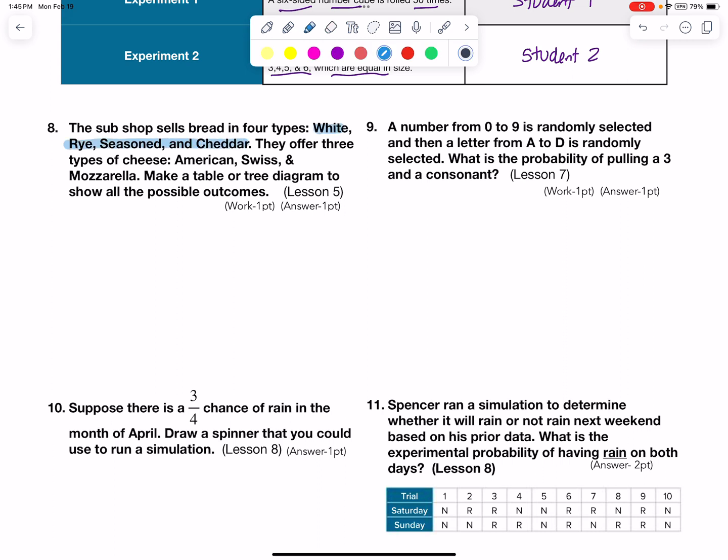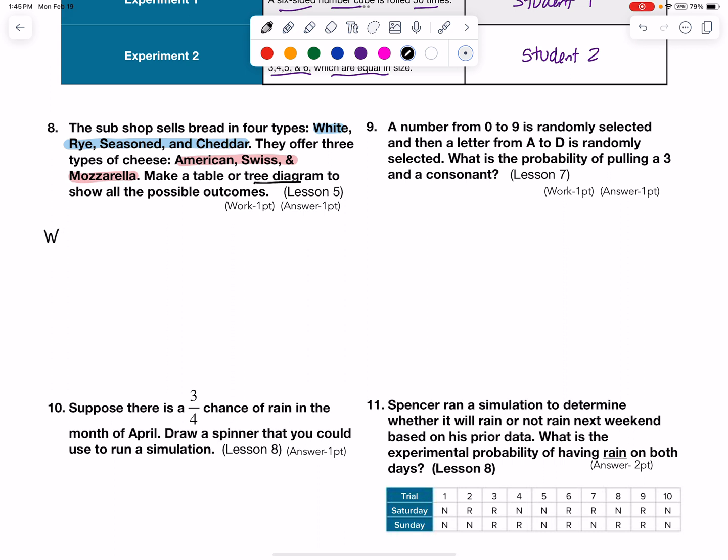And they offer 3 types of cheese: American, Swiss, and mozzarella. Make a table or tree diagram to show all the possible outcomes. This is the moan and groan, like, ugh, because you need to list all the outcomes. So I prefer a tree diagram. You can also do the table. Okay, I'm just going to do the tree diagram for this one.